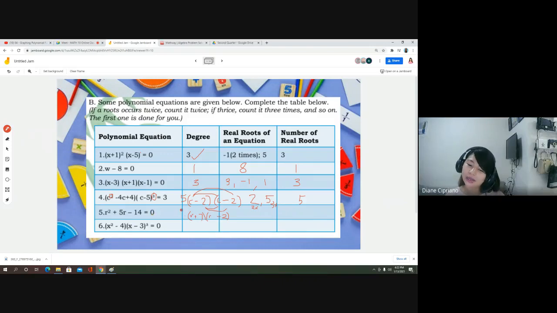So, how many degree do we have? 2. And then, the real roots is negative 7 and positive 2. And then, the number of real roots is also 2. Okay? Nakuha po ba yun? In this case, in number 6 case, ganun lang din. Negative 5, highest degree. And then, real roots of equation, you have 4 and 3. Kasi equate mo na, pwede mo na itong equate by 0. X is equal to 4 and 3. And then the number of real roots is 5.